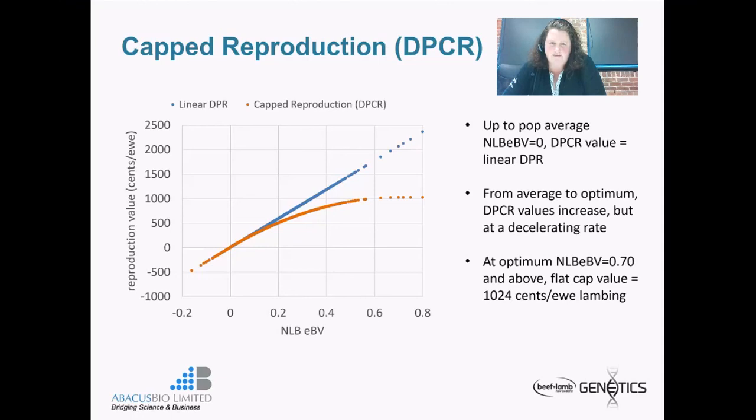And what happens at the low end? Below zero there's nothing, is it just linear? That's right, so we've left the low end unaffected by this, so below average the rams will get the same penalty for low NLB as they would have under the old system, because they are the rams that will mean that instead of getting twins you get singles. And that deserves a strong penalty.